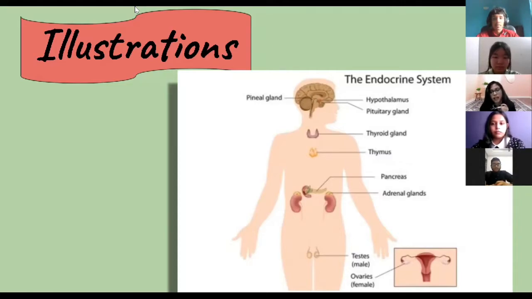Some glands are tiny, about the size of a grain of rice or a pea, for example, the pineal gland, thymus, etc. The largest gland in the body is the pancreas, which is about 6 inches long.